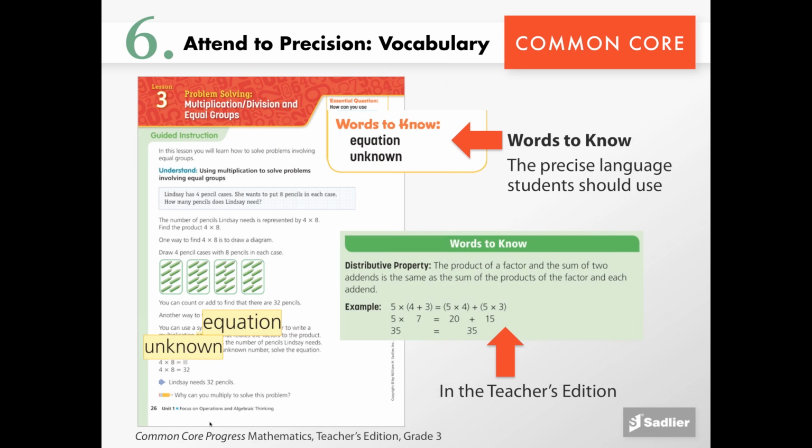And attending to precision, number 6, is multifaceted. So you'll see at the top of my screen I have vocabulary. And one aspect of attending to precision is we want students to use precise language when reasoning, when explaining, when communicating, and talking about math. And so we have a words to know feature that's identified at the beginning of every lesson. And the key math vocabulary for the lesson is clearly identified, not only in that little math words to know box, but also it's highlighted on the page. And then there's additional support in the teacher's edition on the math vocabulary for the lesson.